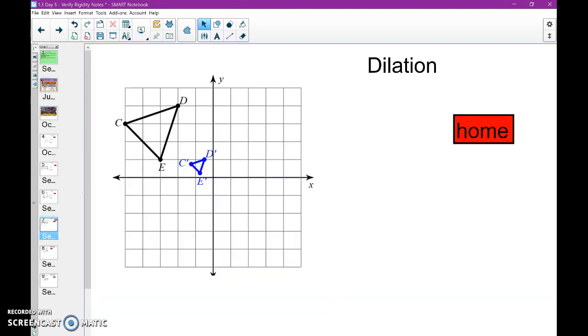So dilation, think about if you go to the eye doctor, any of you, and you have to get your eyes dilated, it means your pupils get really, really big and it's really creepy and weird and you have those stupid glasses that you have to put on. Yeah, those aren't really fun.